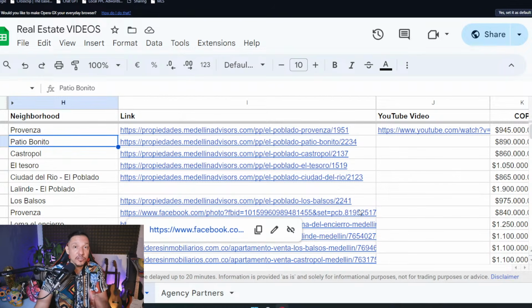Think of Provenza as the beachfront, right? This is waterfront property if you're in Provenza. The closer you are to Provenza, the better your Airbnb is going to do.